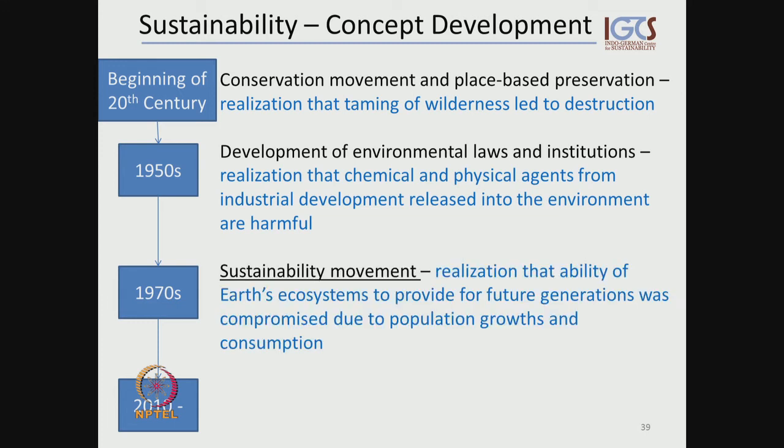And only in the 1970s did something that can already be called a sustainability movement take shape, or start to take shape. This was when we started to realize that the ability of the Earth's ecosystems to provide for future generations would be compromised due to population growth and consumption.